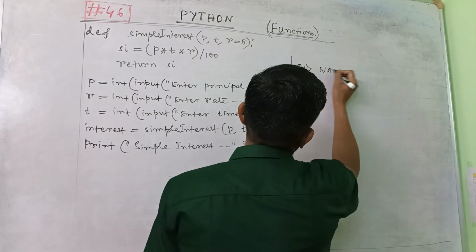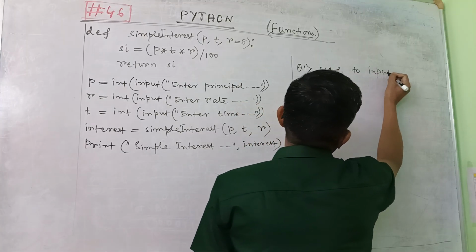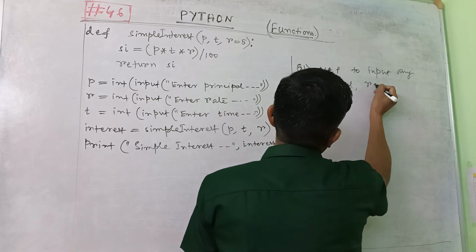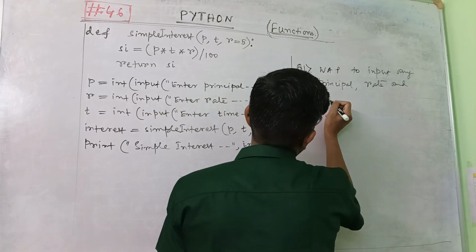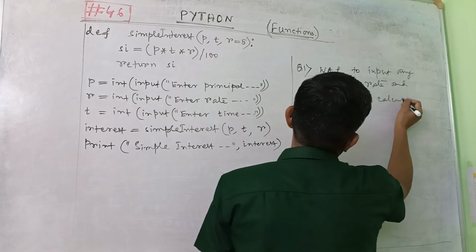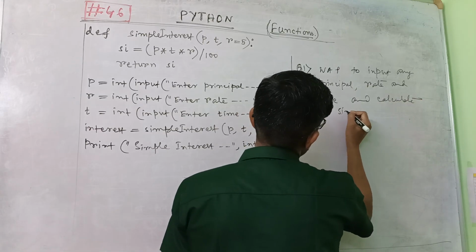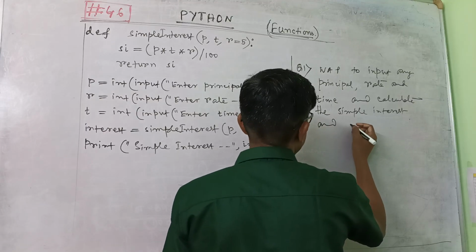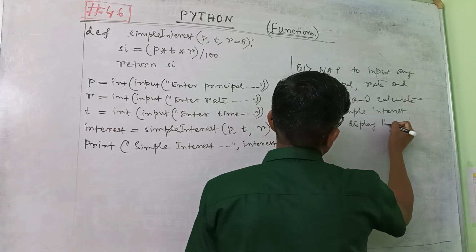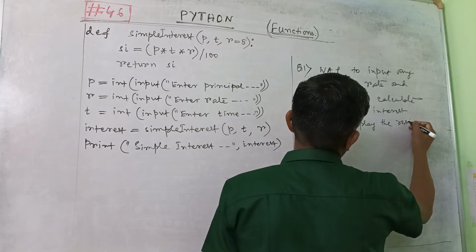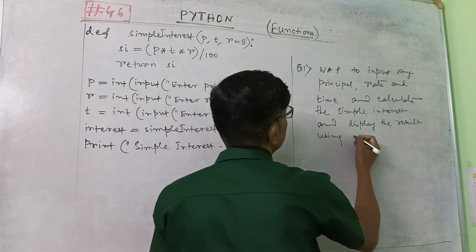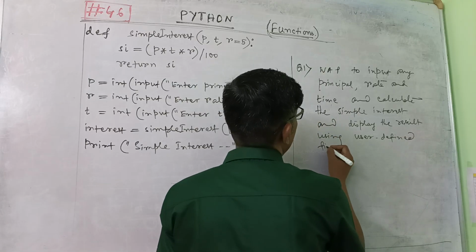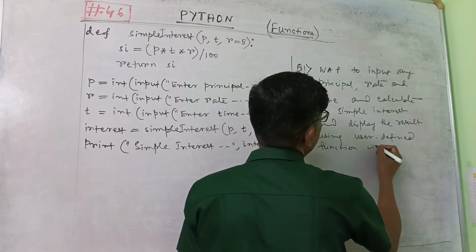Question: write a program to input any principal, rate and time and calculate the simple interest and display the result using user defined function with return type.